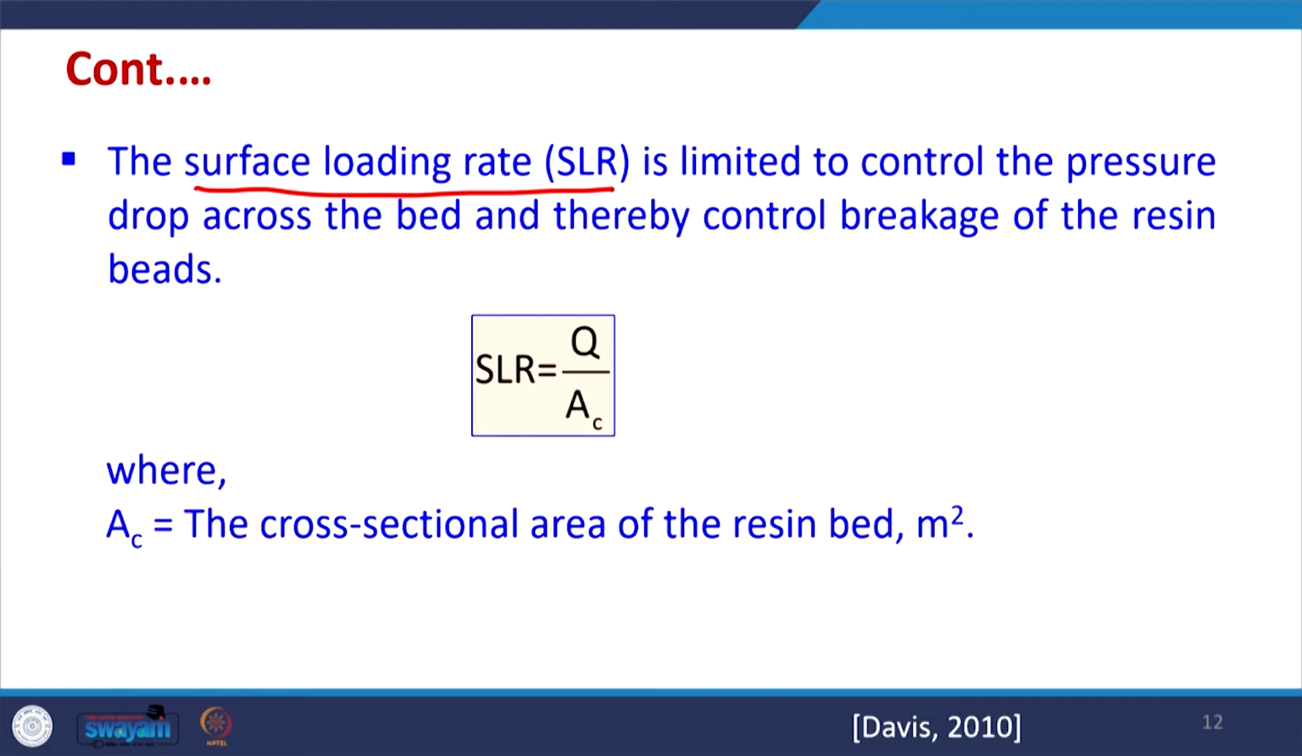In this case, A_C is the cross sectional area of the resin bed. Through that we can determine the surface loading rate, because the flow rate will generally be known, and we can always keep the SLR below the breaking limit.